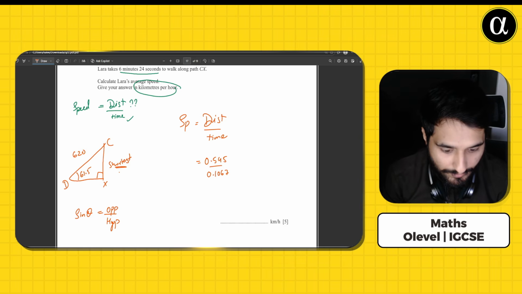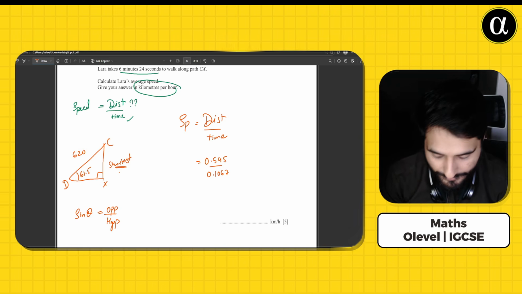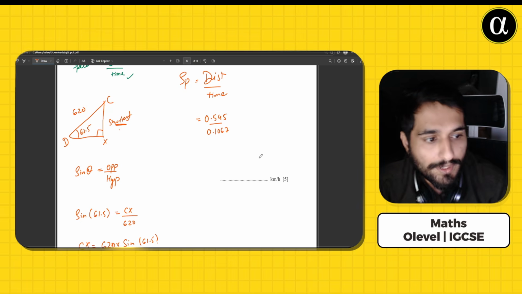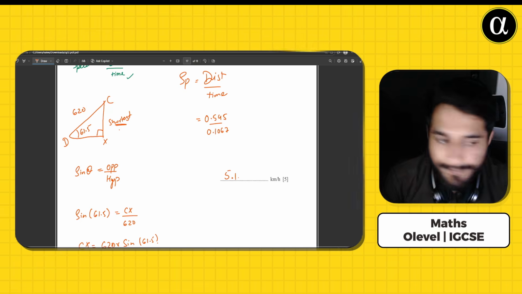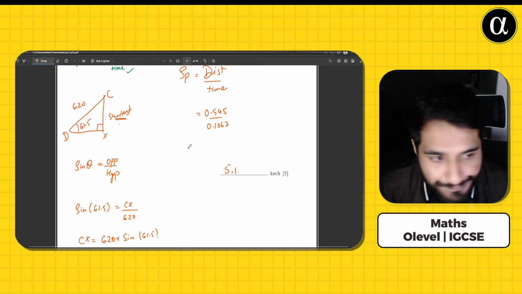Let's write it down real quick. 0.545 over 0.1067, and this would turn out to be 5.1 kilometers per hour, right? So this is how we do this part.